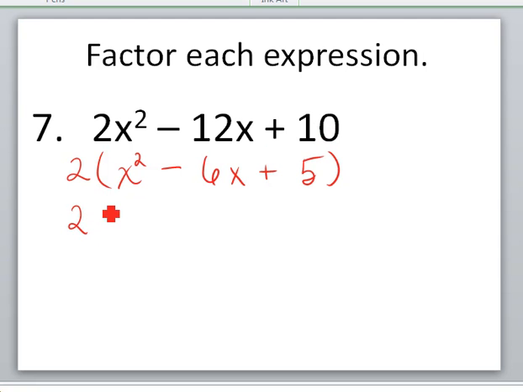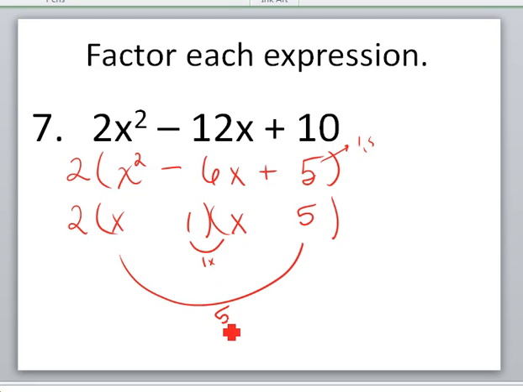Now what I'm going to do is just carry my 2 with me and make sets of parentheses. That does make it way easier. We like it when it doesn't have a number out front. We know it's just x and x. The only factors of 5 are 1 and 5. So I know I have to put 1 and 5 in here somehow. I get 1x and a 5x. Well, I need a negative 6, so that means both of these would be negative.